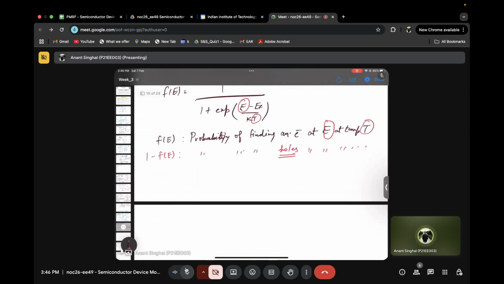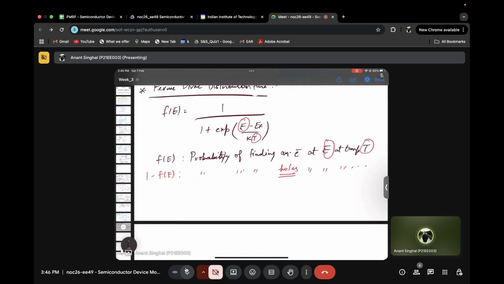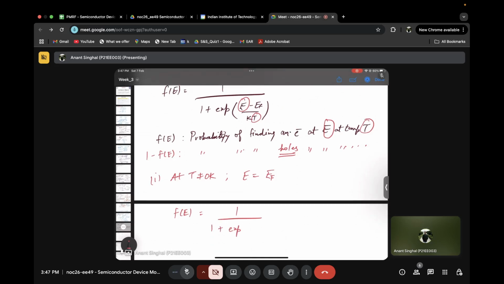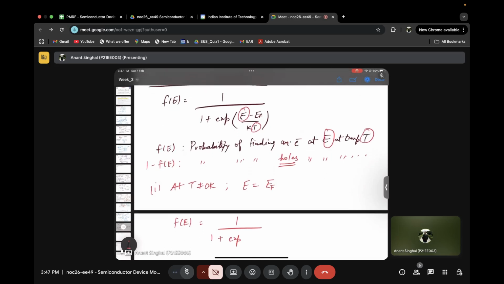Let's try to have some more cases regarding this. Let's take the first case, where the temperature is not equal to zero, but the energy level is equal to the Fermi level. If I calculate Fe, it would be 1 upon 1 plus exponential. What would be the exponential term if E is equal to EF and temperature is not equal to zero? It would be exponential 0, and that would be 1.